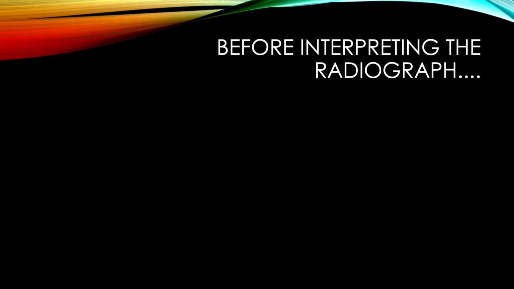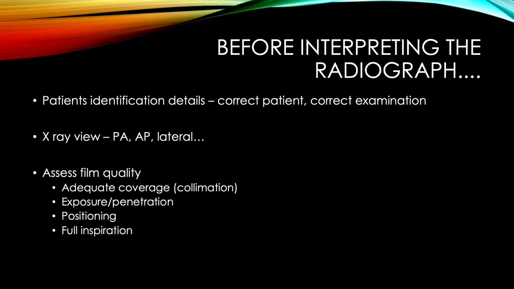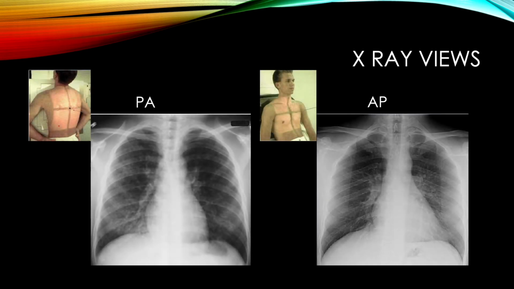Before interpreting the radiographs, there are a few things we need to do. First, verify the patient's identity. Make sure that it's the correct patient and correct examination. Check the X-ray view and assess the film quality by analyzing the film collimation, exposure or penetration, patient's positioning, and inspiratory effort. PA or AP view chest radiograph is the most commonly requested by clinicians in daily practice.